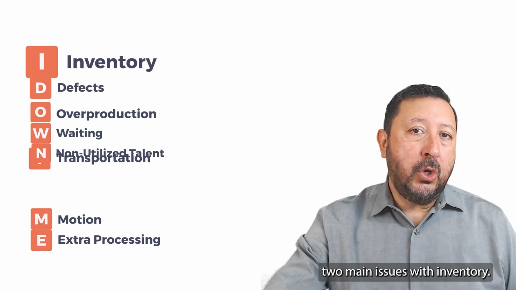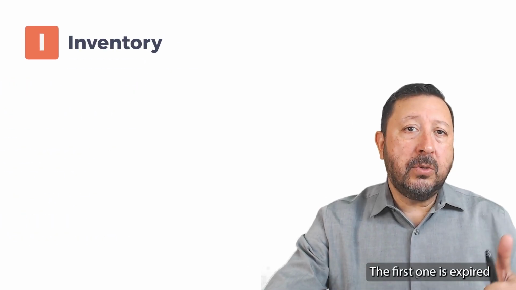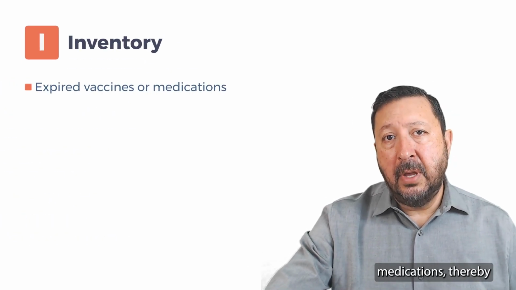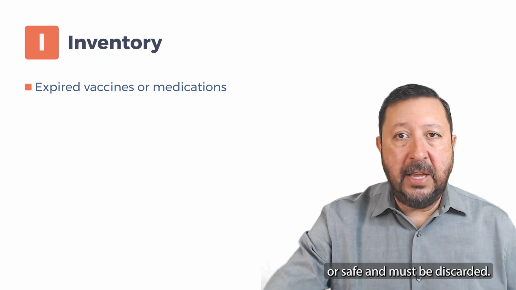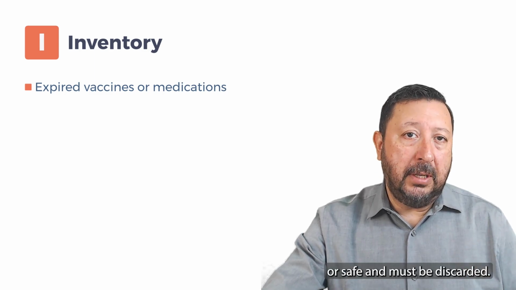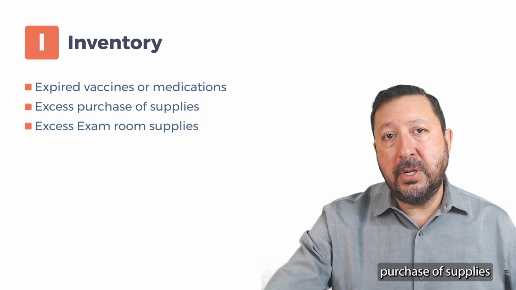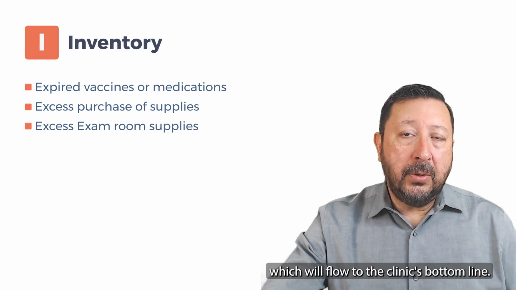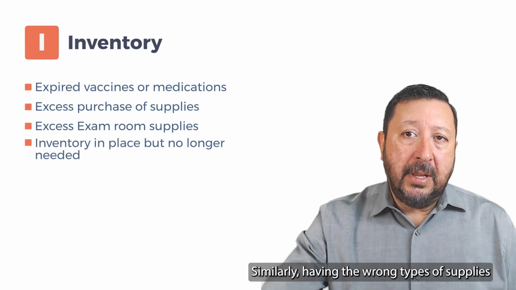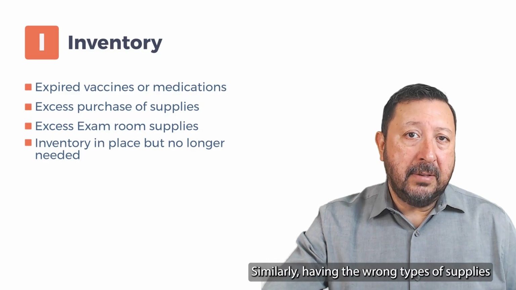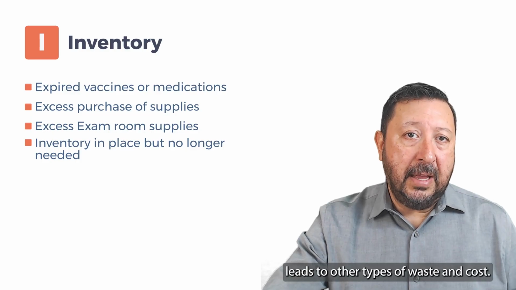Here, we highlight two main issues with inventory. The first one is expired medications, thereby making them ineffective or unsafe, and they must be discarded. The second issue is excess purchase of supplies, which will flow to the clinic's bottom line. Similarly, having the wrong types of supplies leads to other types of waste and cost.